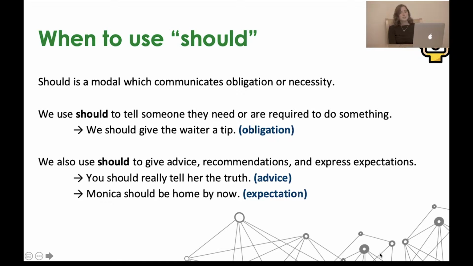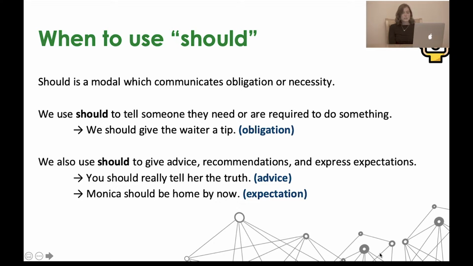So when should you use should? Should is a modal which communicates obligation or necessity. So when you need to do something, okay? We use should to tell someone that they need or are required to do something. Like we should give the waiter a tip. Like it's an obligation to tip someone when they serve you.